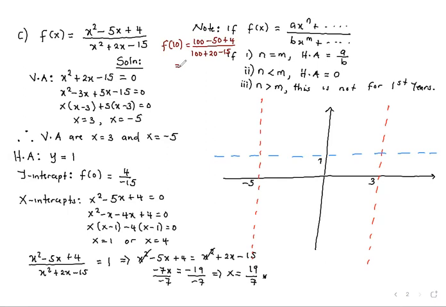This is equal to 100 minus 50, I get 50 plus 4, we have 54 over 120 minus 15, we have 105. So this number is less than 1. So it means that the curve is crossing on the right. So one of the x-intercepts that we have, the curve is crossing here.